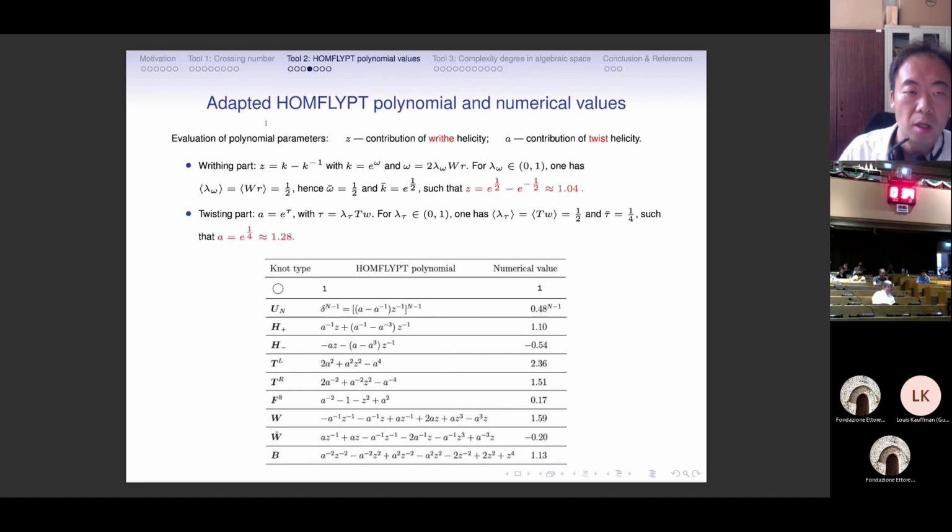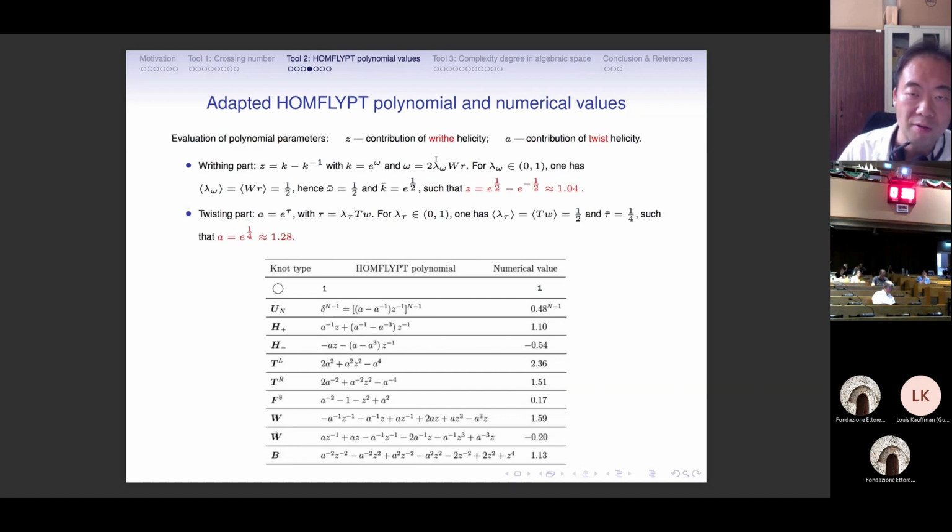Then, based on that, we can input some physical information into the polynomial. In the polynomial, for example, for HOMFLYPT, we have this trefoil knot. The polynomial contains two parameters, A and Z. We ask Z to represent the contribution of writhe helicity, and A to represent the contribution of twist helicity.